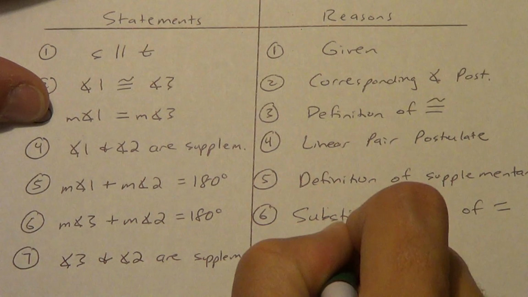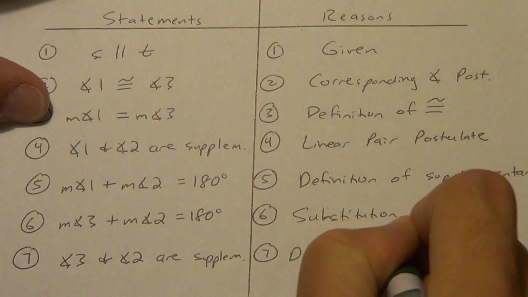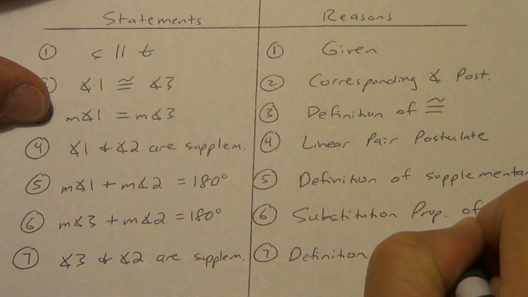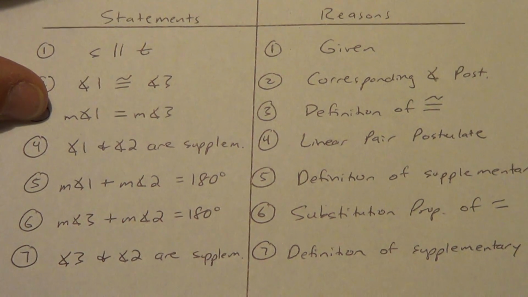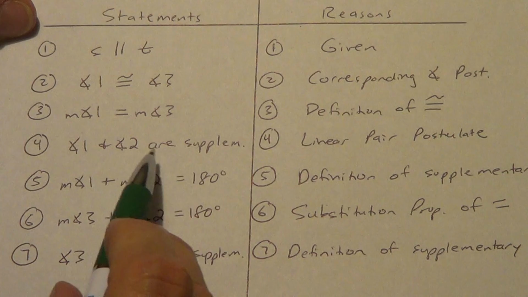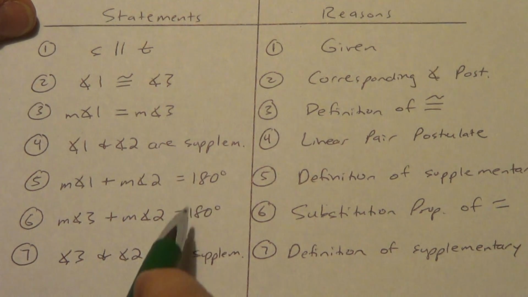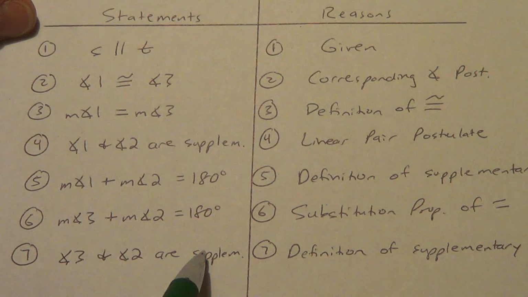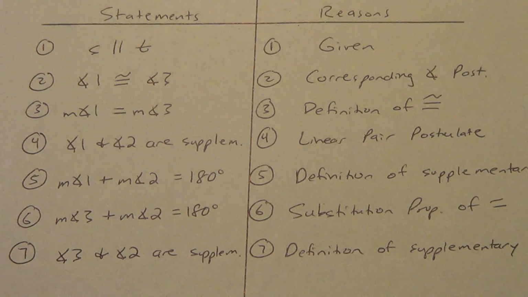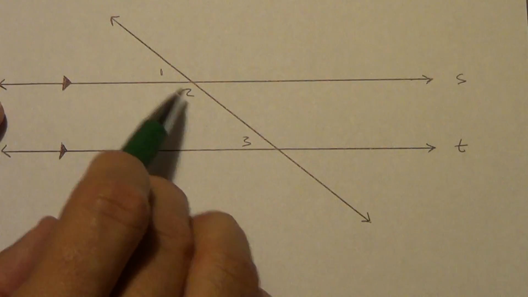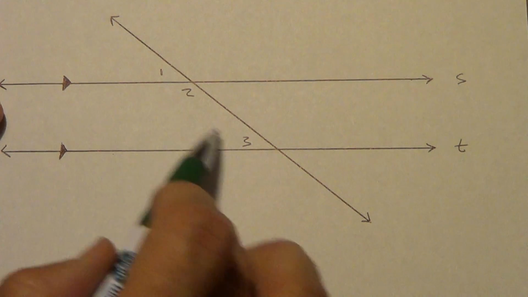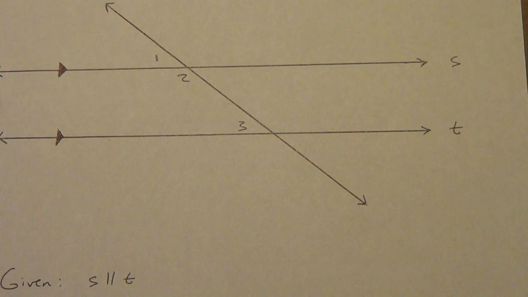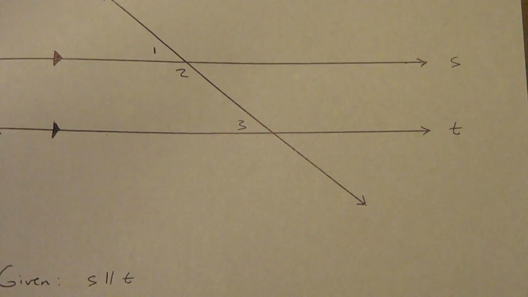Remember, good definitions always work. You've heard me say this enough, now you should know it. Good definitions always work both ways. So in this direction, they went from supplementary to 180. Now they're going from 180 to supplementary. Good definitions work both ways. So there we go. We just proved that anytime you have parallel lines, the consecutive interior angles have to be supplementary. That's what we just proved. All right, almost done.